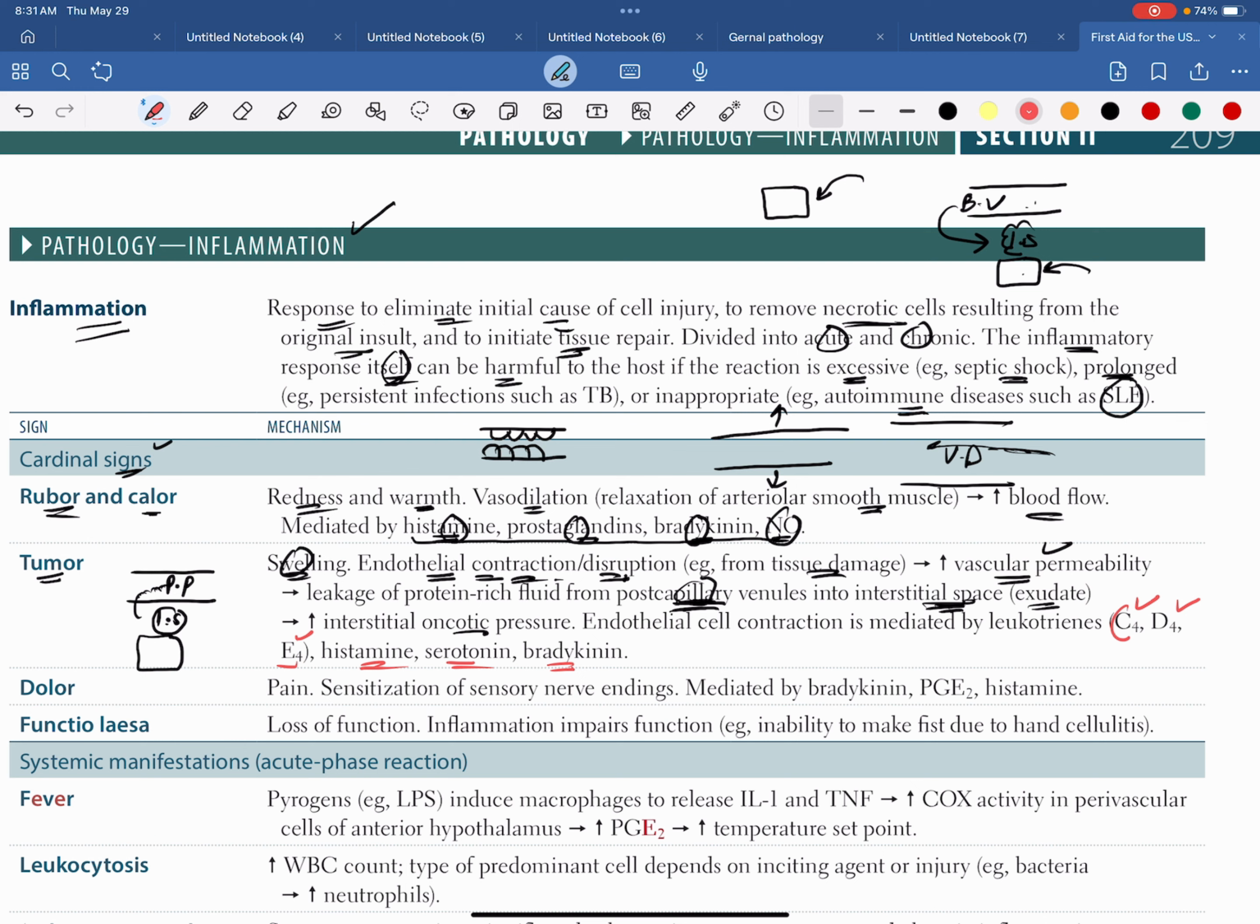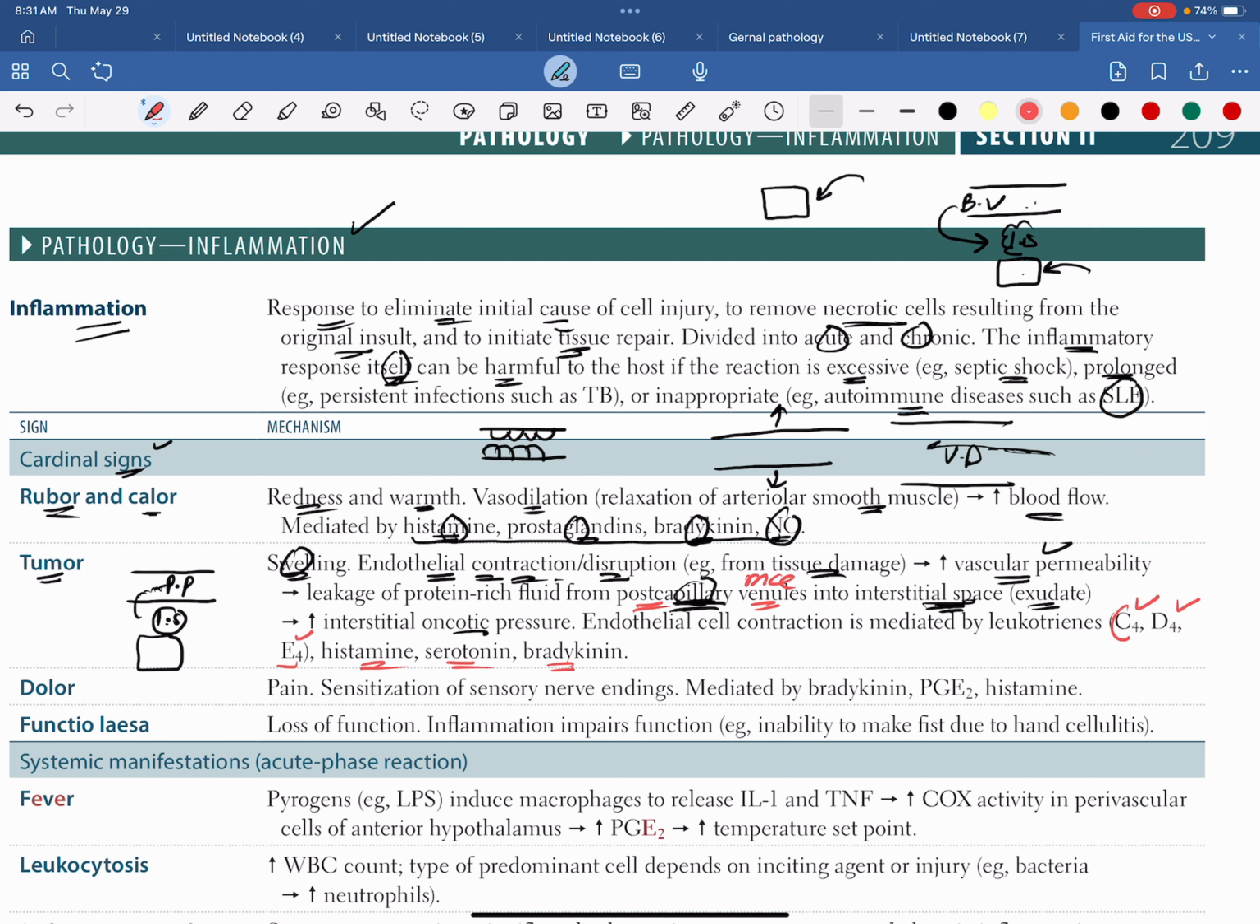And the important MCQ here is, they can ask you from which side the protein rich fluid leaks. That is the post capillary venules. Please keep this in mind. This is a very important MCQ, and this can also come in the UWorld questions when you solve the questions of inflammation. So that is about the tumor.